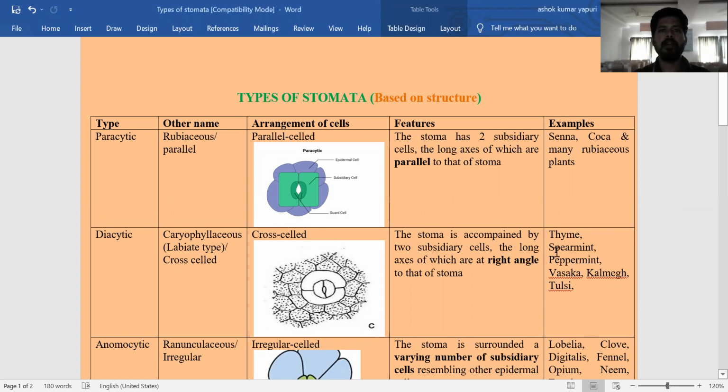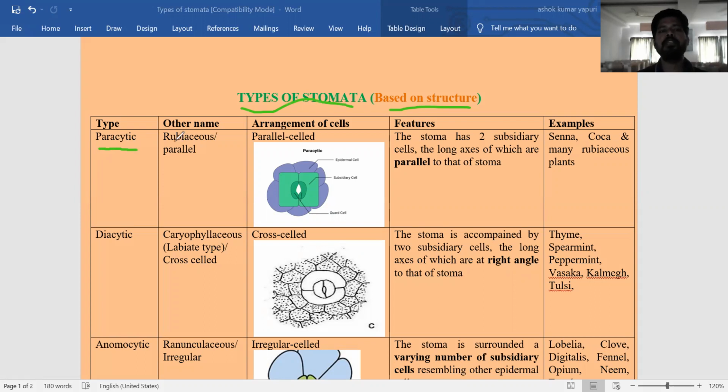So here there are different types of stomata. We have to mainly focus on what the different types are, what their synonyms are, and what the examples are. Based on their structure, how they are arranged, there are different types of stomata. The first one is paracytic stomata.